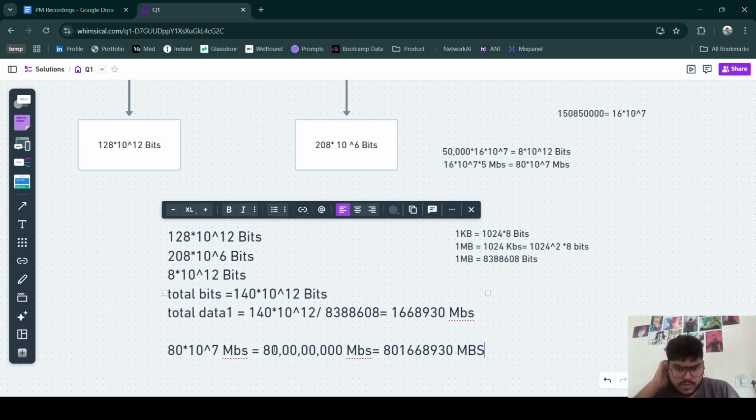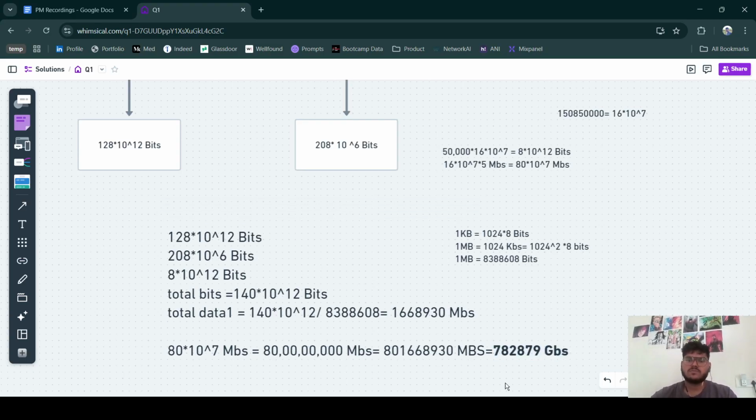And if we convert them into GBs, it would be divided by 1024. So that would come around 782,879 GBs of data. So this is our final answer. Thank you.